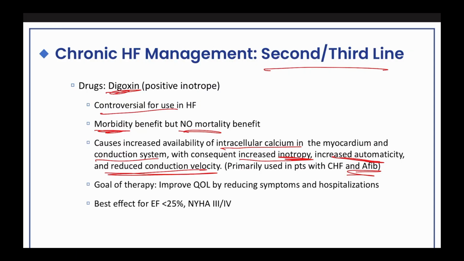Goal of therapy, again, always improve quality of life. Reduce the symptoms that they're having. Reduce hospitalizations. Best effect if their EF is less than 25% and they are New York Heart Association class 3 or 4. So they're having symptoms with ADLs and at rest. They get the best benefit from digoxin.